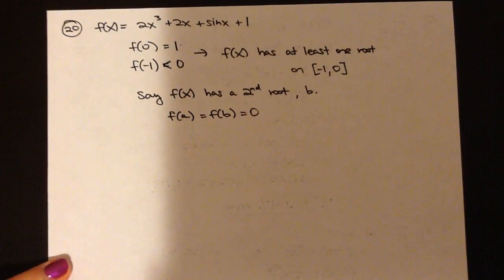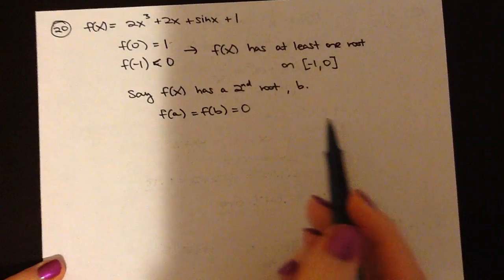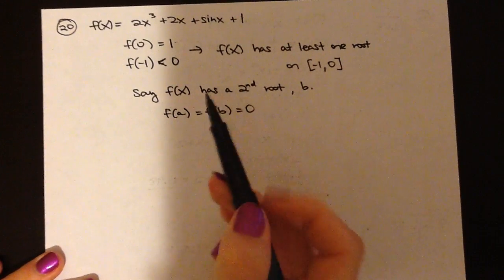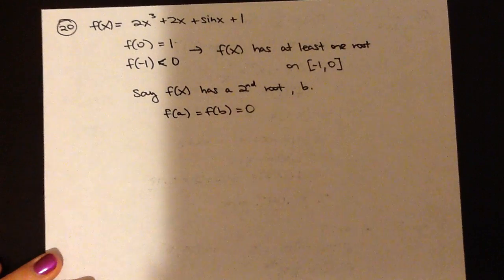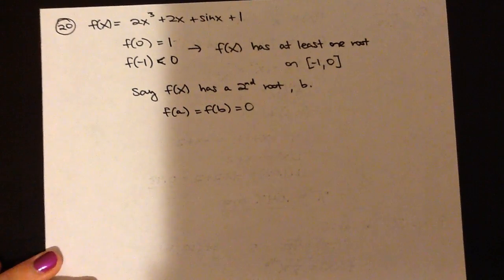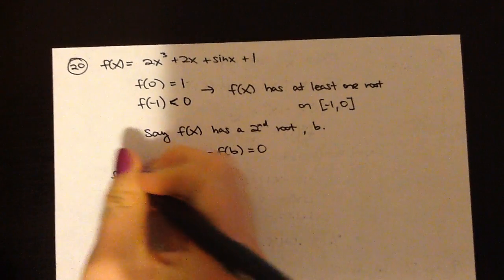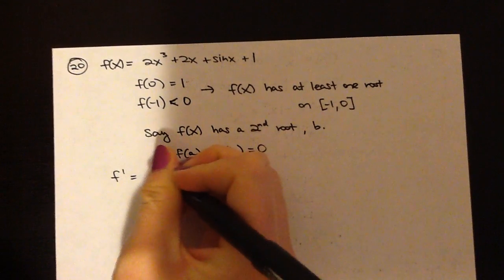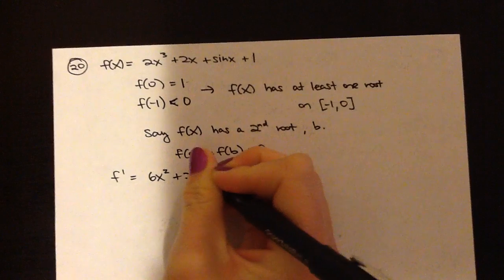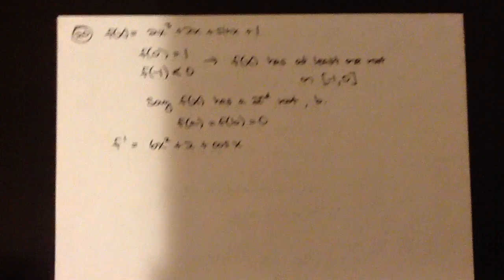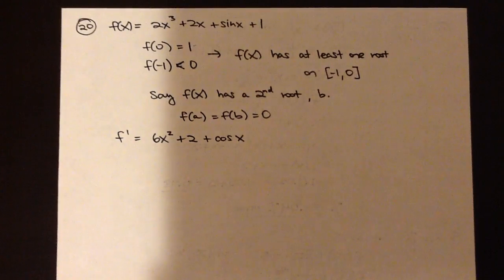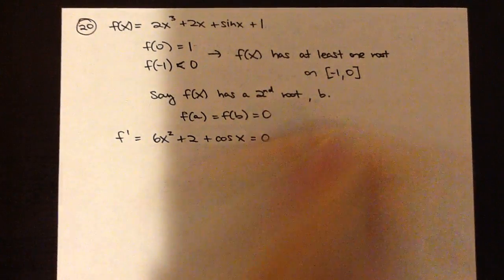So according to Rolle's theorem, that would imply that somewhere on that interval I would have a slope of 0. Because Rolle's theorem says if two y values are the same and your function is continuous, somewhere in between you must have a slope of 0. So here's what I do. I take the derivative, f prime, and I get 6x squared plus 2 plus cosine, and then, 0. I want to show that this is equal to 0.